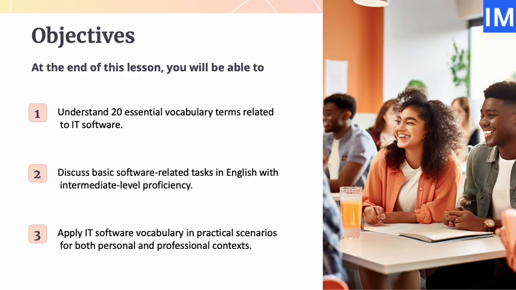Now, let's talk about the objective. At the end of this lesson, you'll be able to understand at least 20 essential vocabulary terms related to IT software that will allow you as computer scientists to discuss those terms in your specialty, discuss basic software-related tasks in English with intermediate level proficiency, and then apply IT software vocabulary in practical scenarios for both personal and professional contexts. That will allow you as computer scientists to discuss computer science related tasks with your peers around the world in the English language.